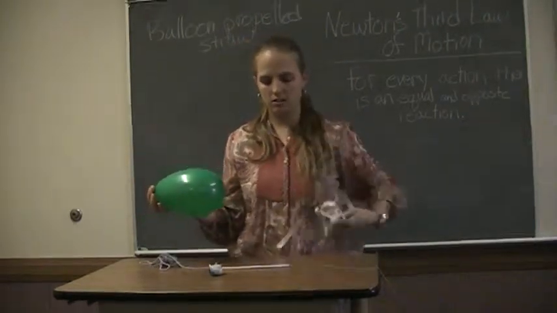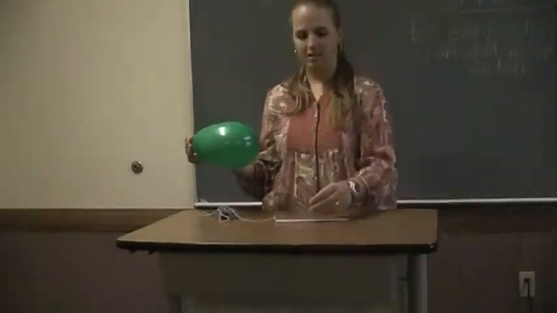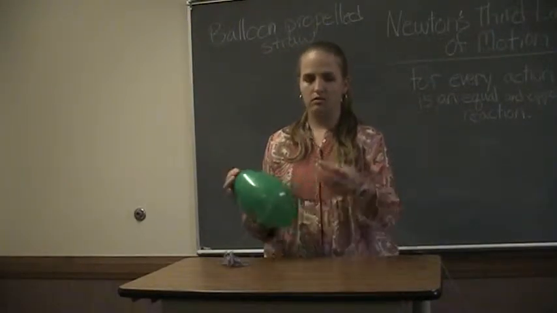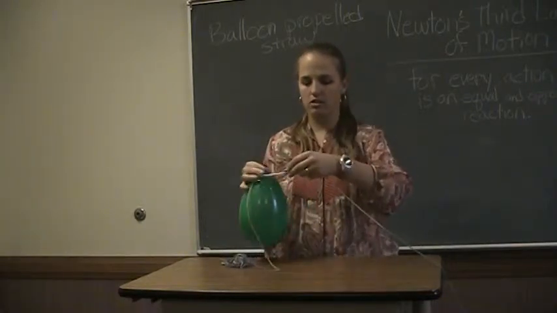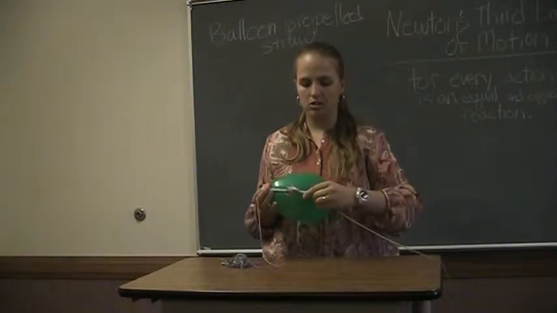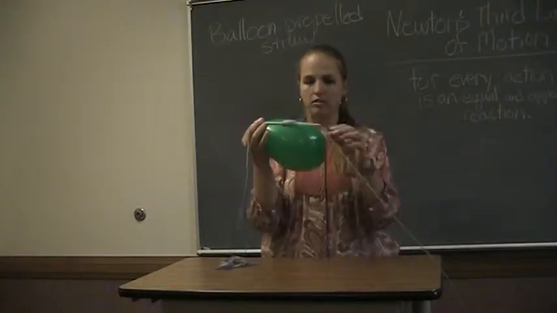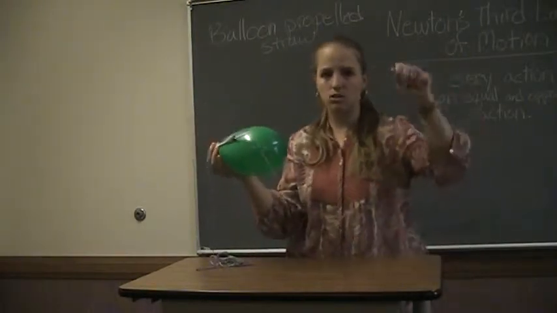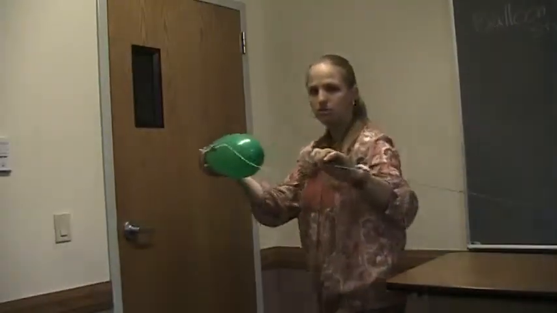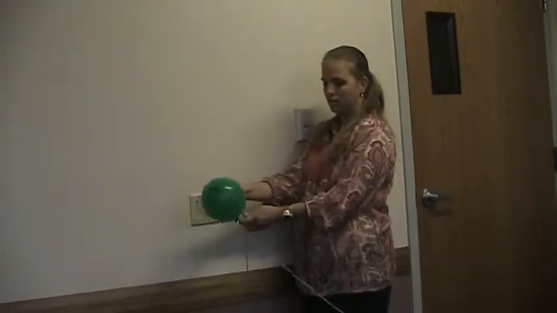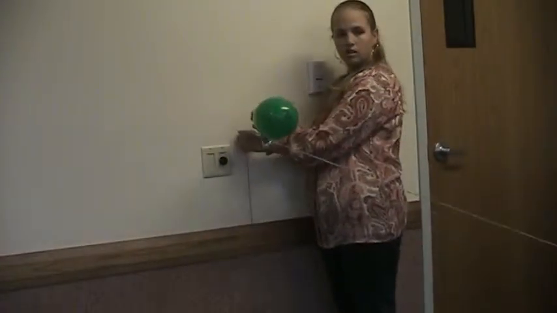So then we take the balloon. First of all, we attach the tape to the straw, then we attach the balloon to the straw through the tape. Make sure the straw is very straight. Okay, and then I've already attached the string to the wall. And now I'm going to bring the balloon over here, hold the string tight, make sure it's attached pretty firmly, and then we're going to watch the balloon.